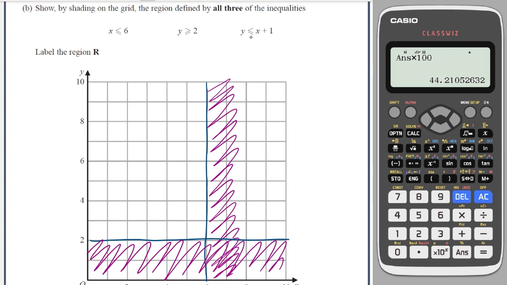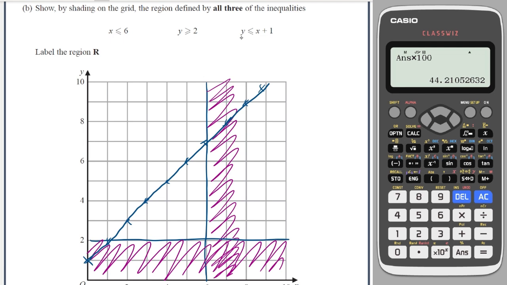And then finally, y is less than or equal to x plus 1. So x plus 1 has a y-intercept of plus 1, and it has a gradient of 1. So for every 1 you go along, I go up 1. So it's going to look like this. And I'm going to draw a straight line connecting them up.